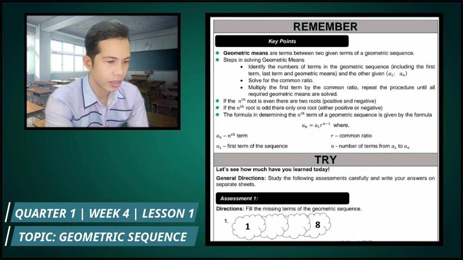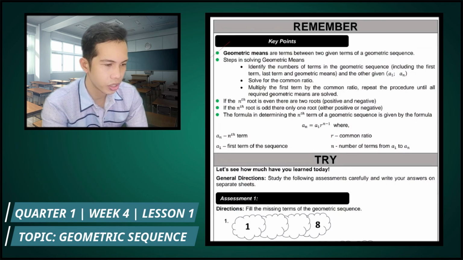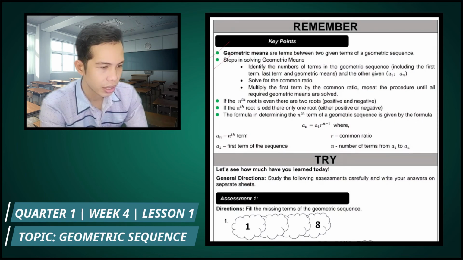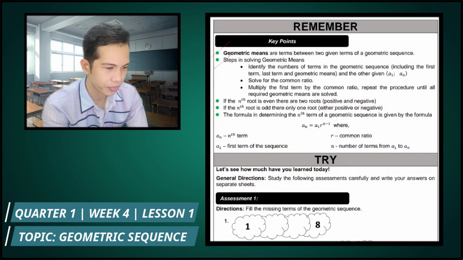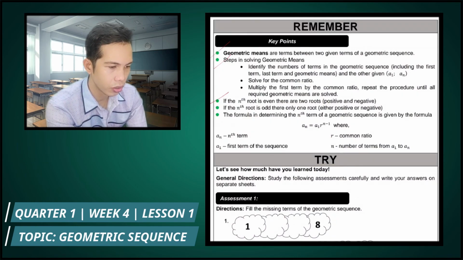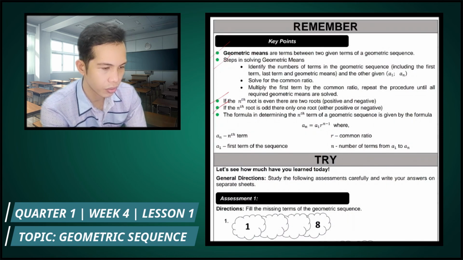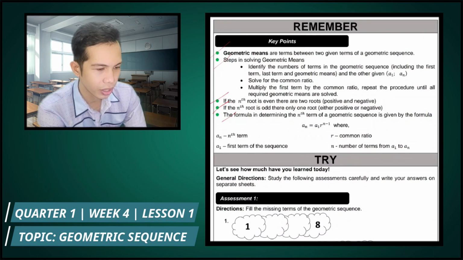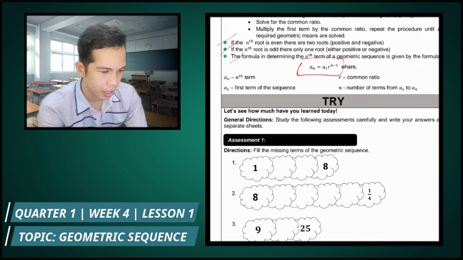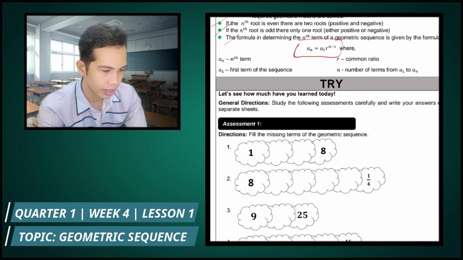So next, you have the key points: the definition of geometric means, steps in solving geometric means, and the following notes that you need to remember. If the nth root is even, you will have 2 roots or 2 possible sequences. If the nth root is odd, you can only have 1 root, either positive or negative. Next, you have the formula in determining the nth term. So memorize the formula.